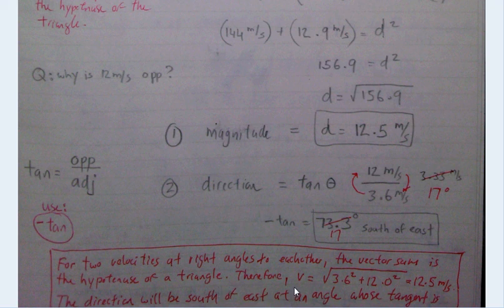Therefore, the velocity is the square root of 3.6 squared plus 12.0 squared, which equals 12.5 meters per second. And the direction will be south of east at an angle whose tangent gives 17 degrees south of east.